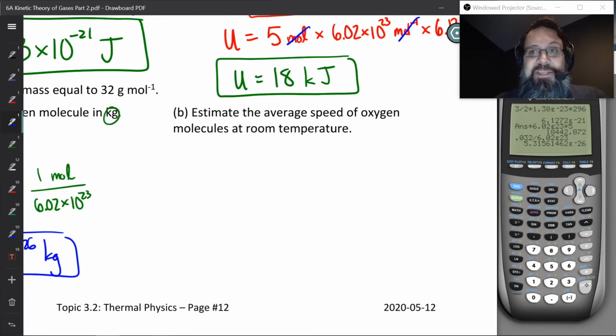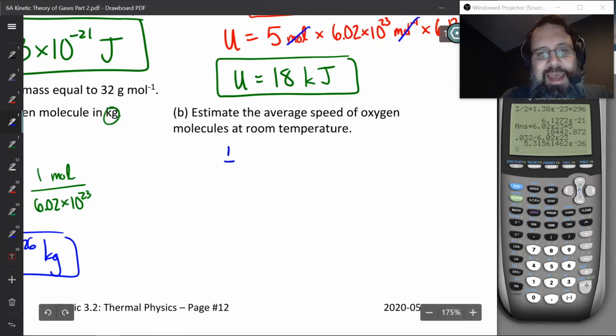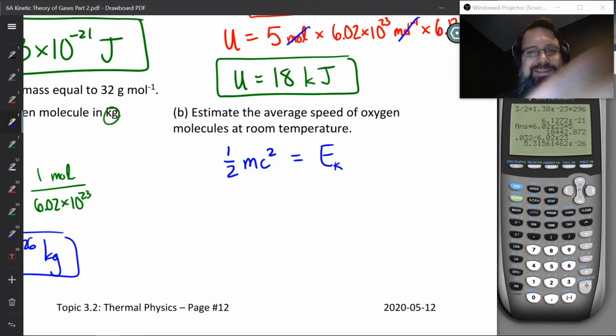Estimate the average speed of oxygen molecules at room temperature. Okay, here we go. So now we're talking. So 1/2 mc squared is going to be equal to the average kinetic energy. I mean, I guess I could have written that a different way, but I just wrote it that way.